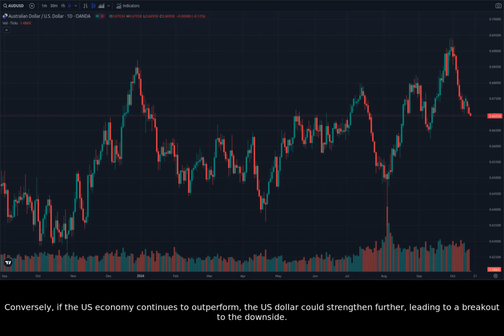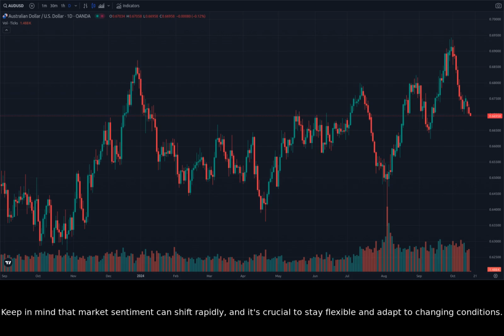Conversely, if the U.S. economy continues to outperform, the U.S. dollar could strengthen further, leading to a breakout to the downside. Keep in mind that market sentiment can shift rapidly, and it's crucial to stay flexible and adapt to changing conditions.